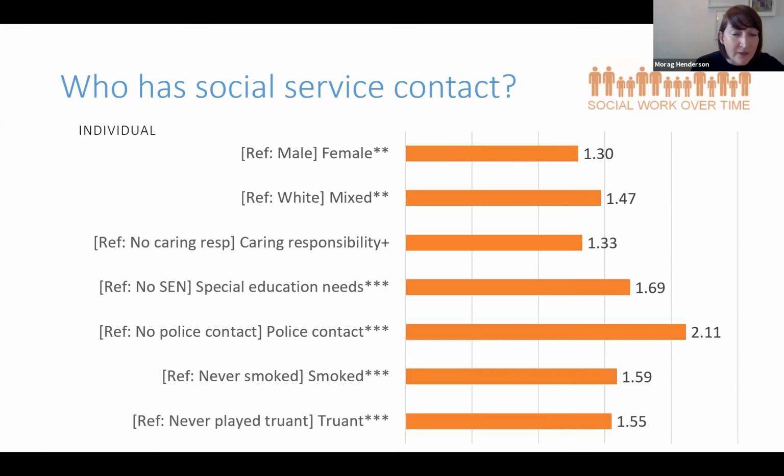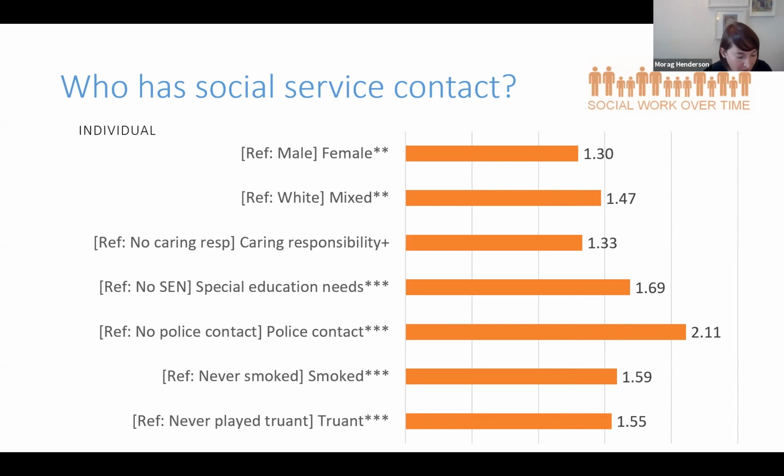Caring responsibility have increased odds, SEN needs have increased odds, and then things that surround what you might think of as some needs regarding social service contact, police contact, smoking, truancy were also statistically significant. So you're starting to build a picture of who gets social service contact from this data.